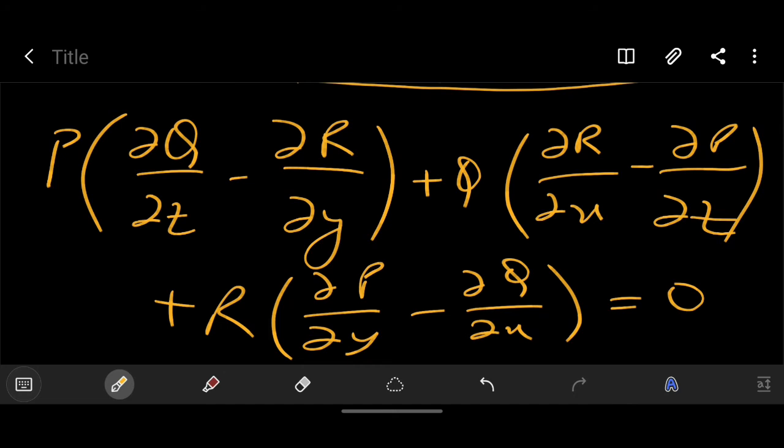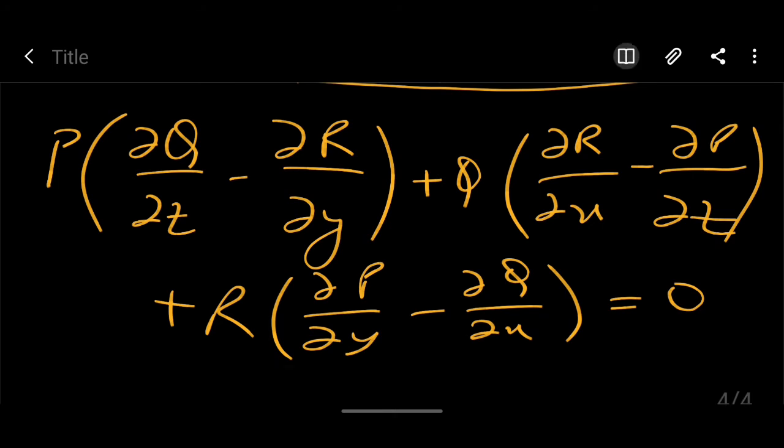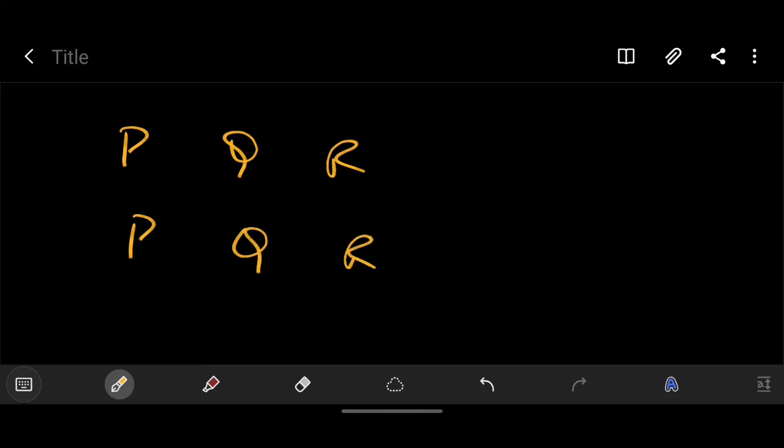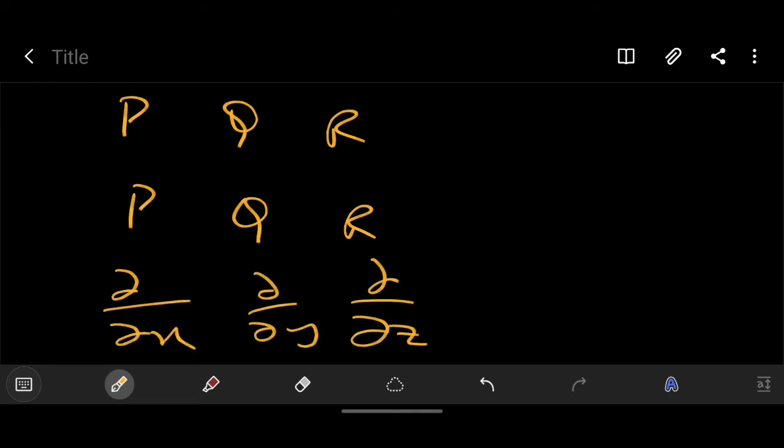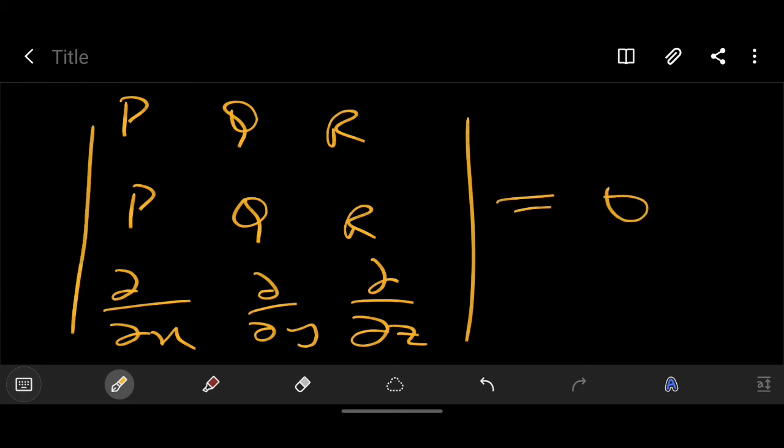So this is the condition for integrability, and we can write this equation in matrix form also, which might sometimes be easier to solve. So in matrix form we can write here P, Q, R, then here del x, del y, del z, which has to be 0. All right, so this is in matrix form. So let's see one example which is very easy.